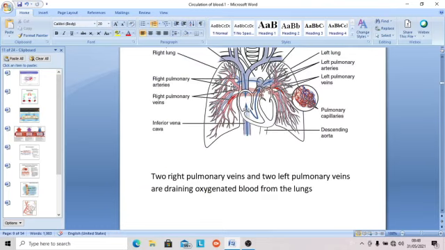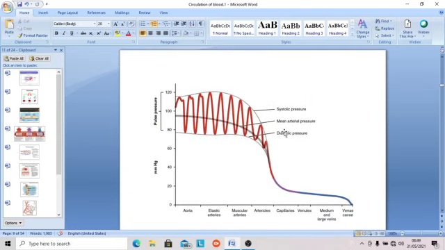The same, two pulmonary arteries and two from here. It is shown here, four pulmonary veins. They enter the pulmonary veins, which carry oxygenated blood to the left atrium. This is the same thing I told you.